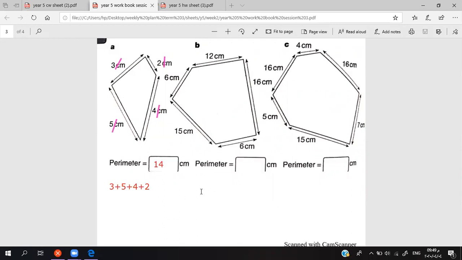Let's try the second shape. I'm going to start with 12 plus 6 plus 15 plus 6 plus 16. So like that, it has how many sides? 5 sides. Let's make sure. 1, 2, 3, 4, and 5. Okay, now let's add them.